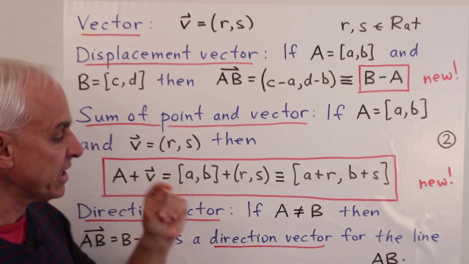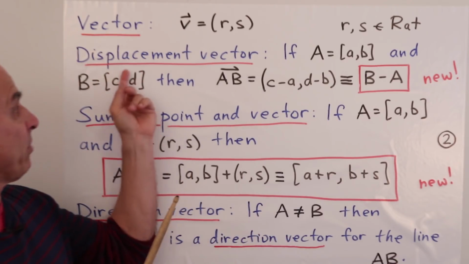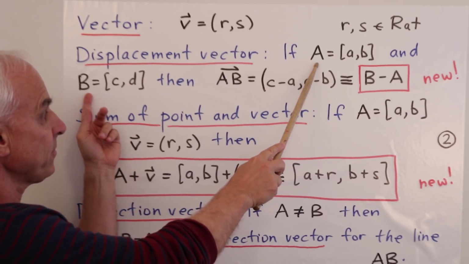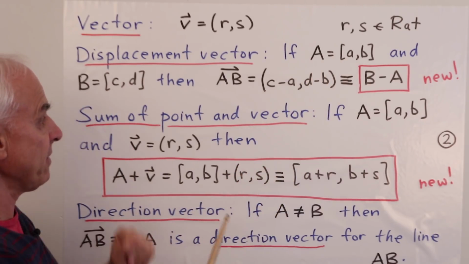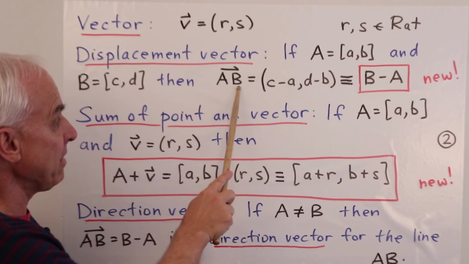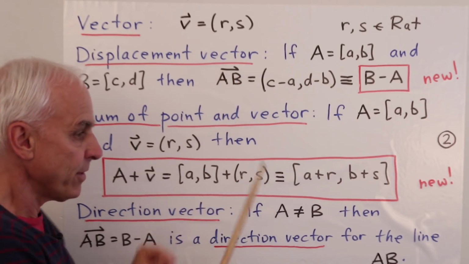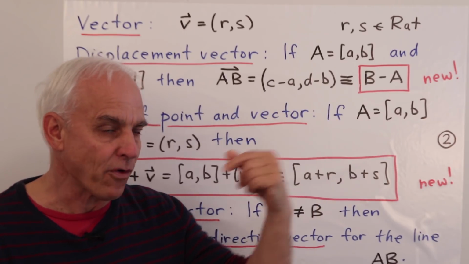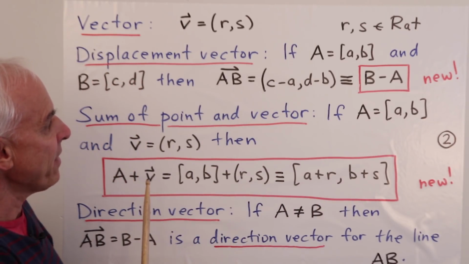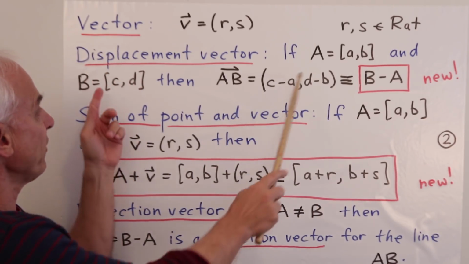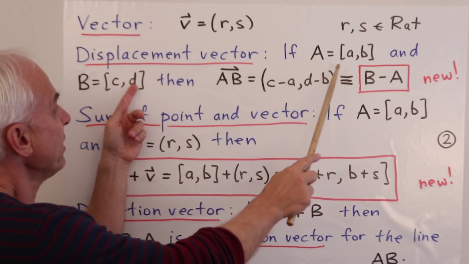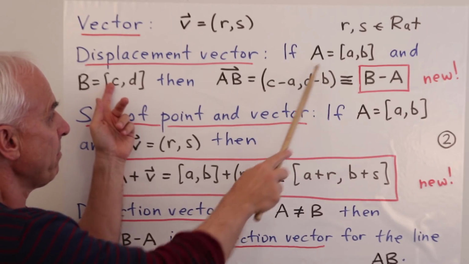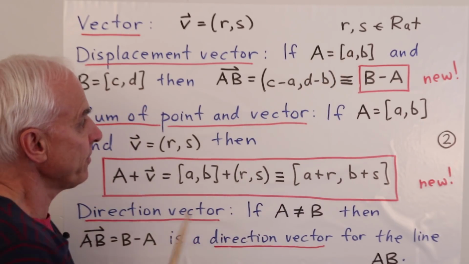Now, particular types of vectors are displacement vectors. If we have 2 points, A and B, with coordinates [a, b] and [c, d], then the displacement vector AB, written with this sort of harpoon-like line over the pair, is by definition (c minus a, d minus b), going from A to B. So we get final minus initial, final minus initial.